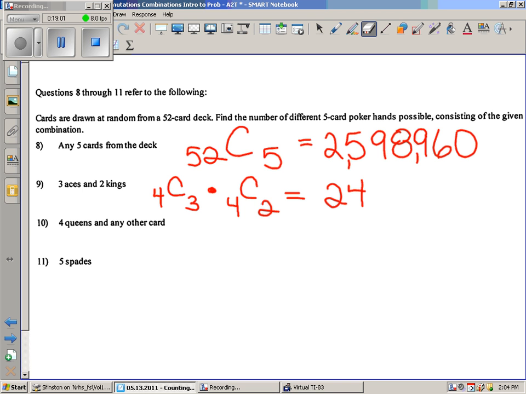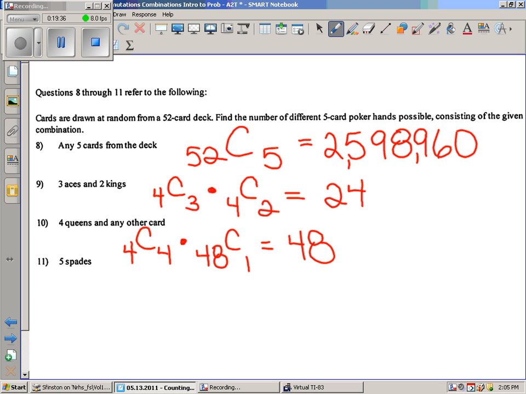Okay, 4 queens and any other card. Nope. The second number always has to be smaller. It's 4C4. Nope. There's not 52 cards left. Good job, guys. 48C1. Tell me how much that is. What is it? 48? Good. And finally, we got one last one.